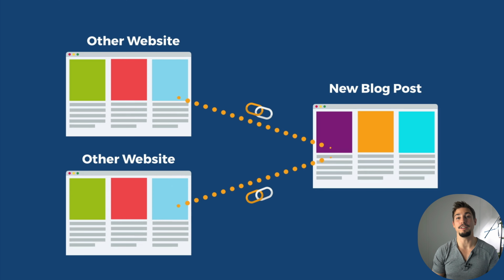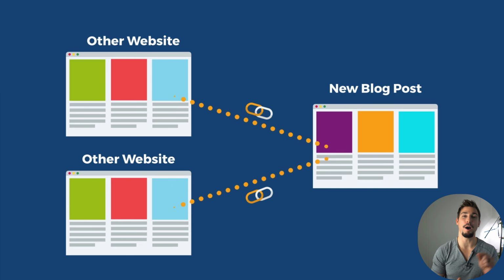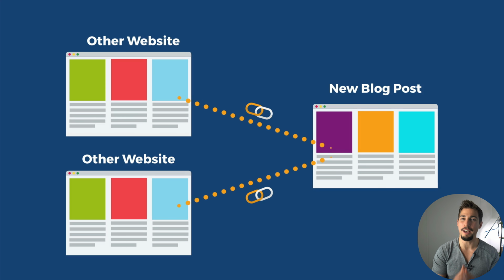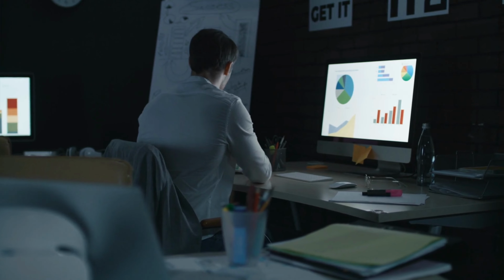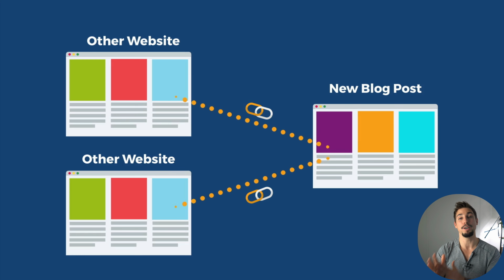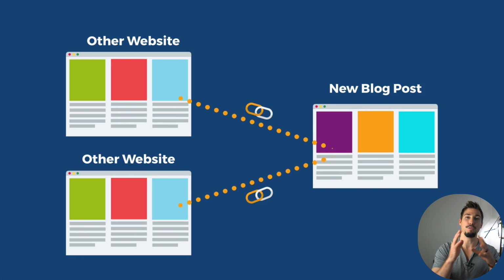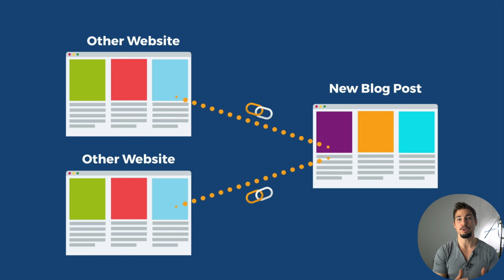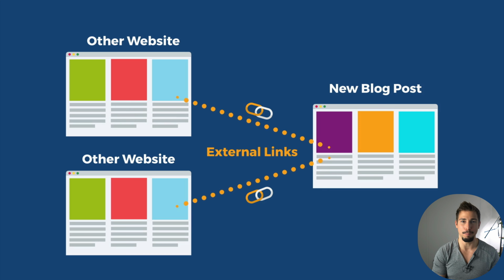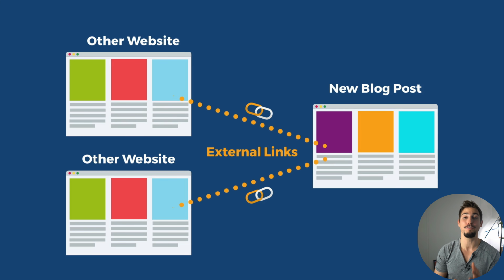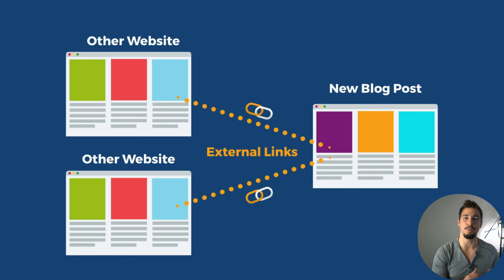You also need to link to relevant information from other credible websites with a high domain authority. This shows that you are citing your sources, that you've done your homework, and it's also a good signal to search engines that you have researched your topics. These are called external links, and they should open in a new tab because you never want to take people off of your website to go to another website.